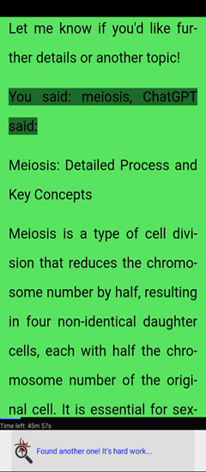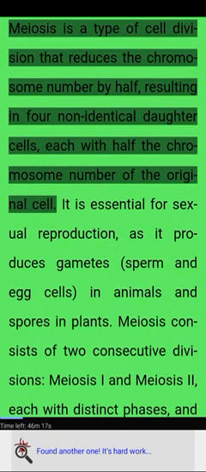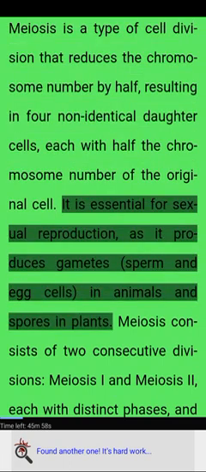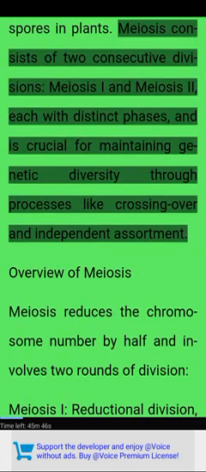Meiosis, detailed process and key concepts. Meiosis is a type of cell division that reduces the chromosome number by half, resulting in 4 non-identical daughter cells, each with half the chromosome number of the original cell. It is essential for sexual reproduction, as it produces gametes, sperm and egg cells in animals and spores in plants. Meiosis consists of 2 consecutive divisions, meiosis I and meiosis II, each with distinct phases, and is crucial for maintaining genetic diversity through processes like crossing over and independent assortment.